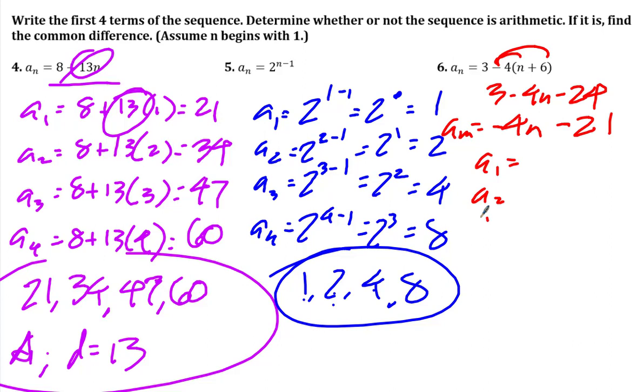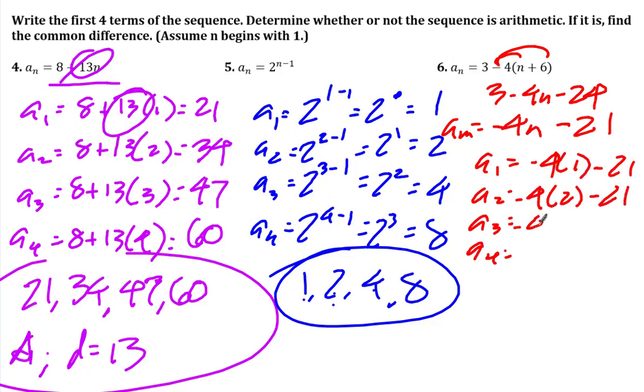So a sub 1, a sub 2, a sub 3, a sub 4. Each is a function of its position. Negative 4 times 1 minus 21. Negative 4 times 2 minus 21. Negative 4 times 3 minus 21. Negative 4 times 4 minus 21. Okay? So we get negative 25, negative 29, negative 34, and negative 38.